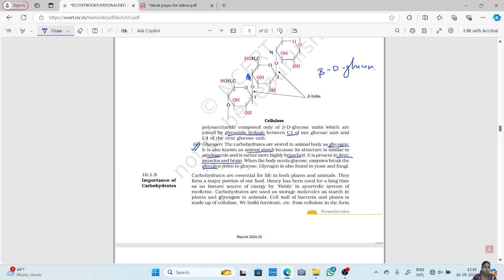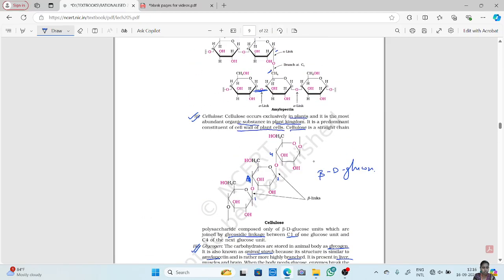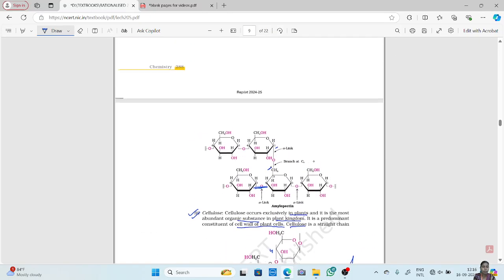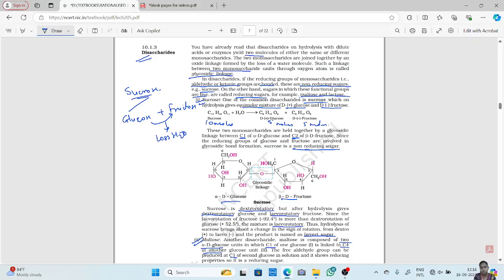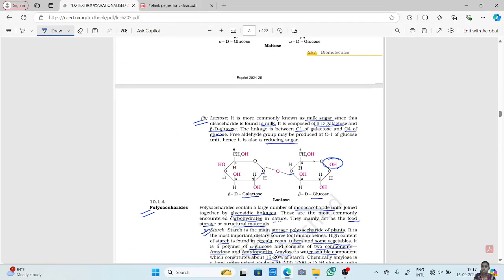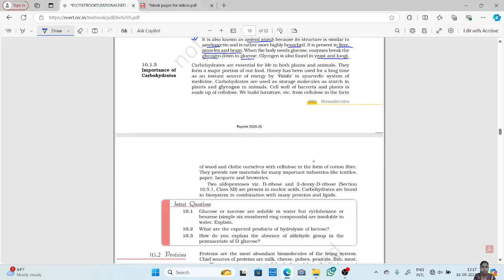Glucose we usually take through our diet, but when our diet is not proper and our body requires glucose, the glycogen stored in liver, muscles and brain starts to break down to glucose. Glycogen is also found in yeast and fungi. Now the important thing is the structures: structure of cellulose, amylopectin, amylose, lactose, maltose, sucrose, glucose and fructose also. All these structures are important as you can get them in your exams.